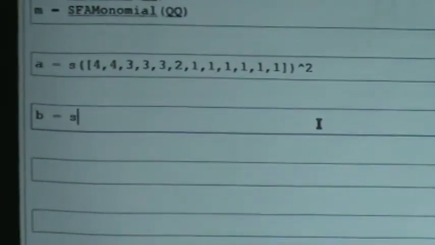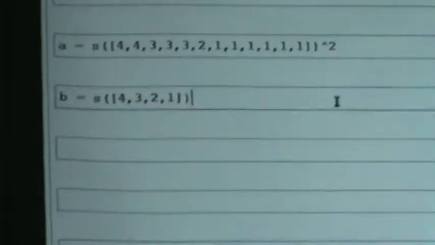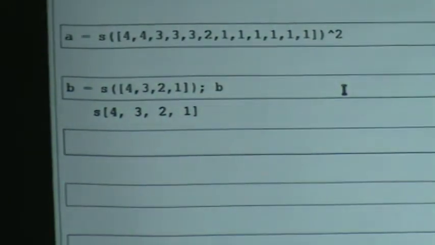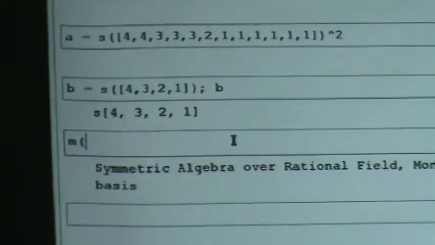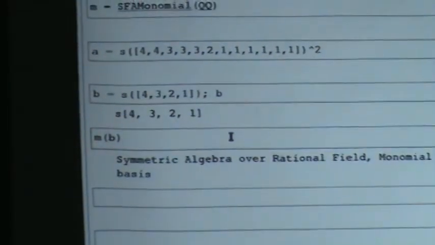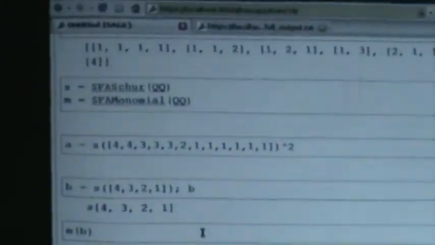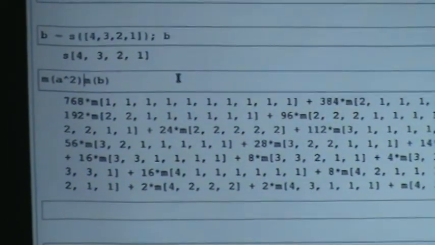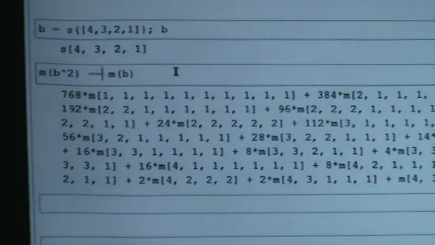Okay, so say I have B, which will be, let's say, 4, 3, 2, 1. Now maybe I want to know what this symmetric function is in the monomial basis. We already have M, which corresponds to the monomial basis, and we just call it with B. And there we go. It performs the conversion between the bases. We can check that M of A squared equals M of B squared.